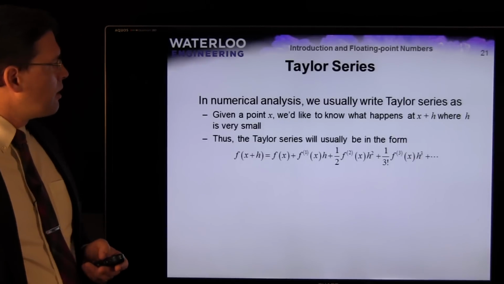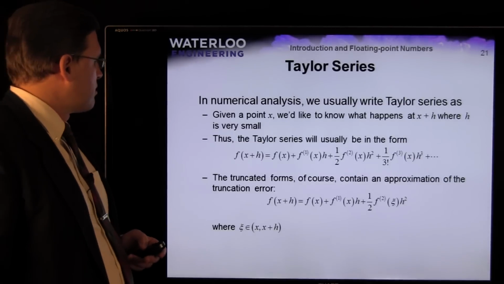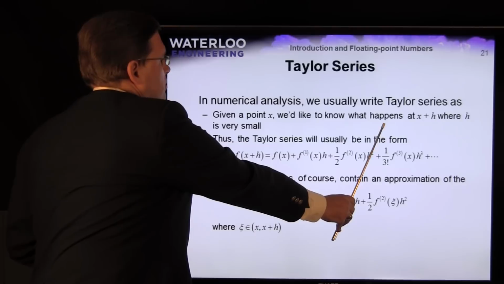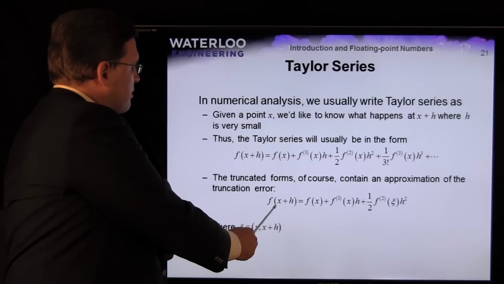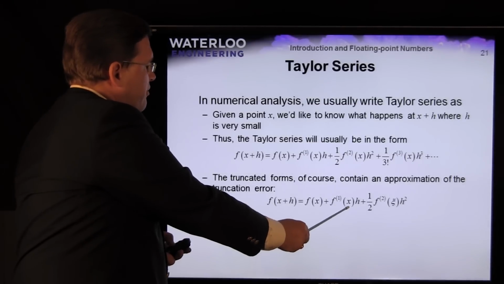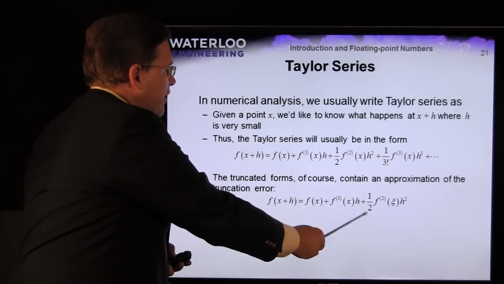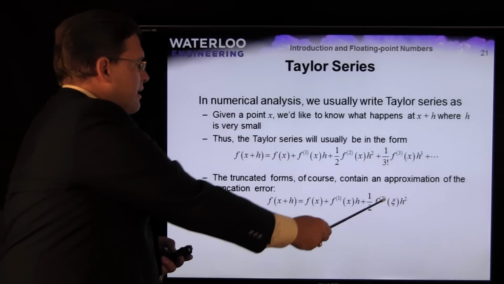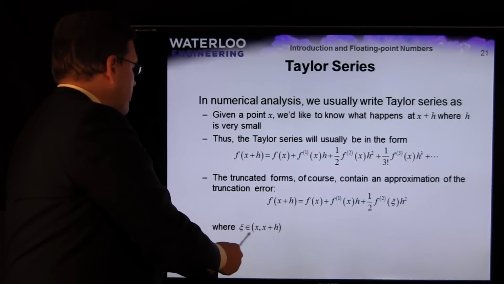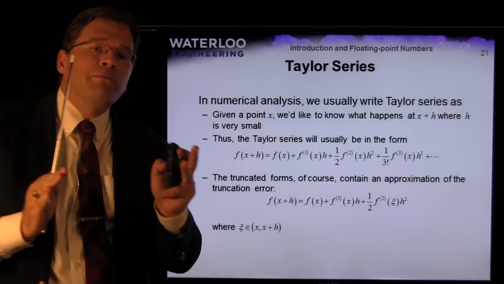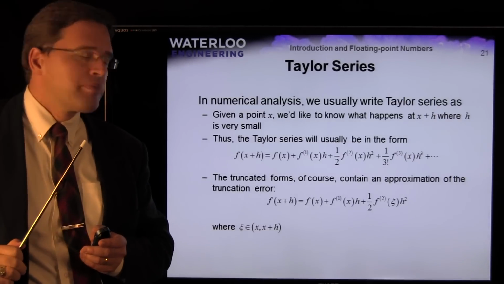In this case, we can also truncate. Let's truncate to a second order approximation. And so now f at x plus h is equal to f at x plus the derivative times h plus an error term. The error term is the second derivative evaluated at xi, where xi lies somewhere in the interval from x to x plus h.